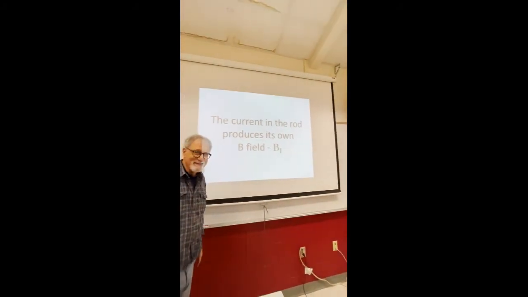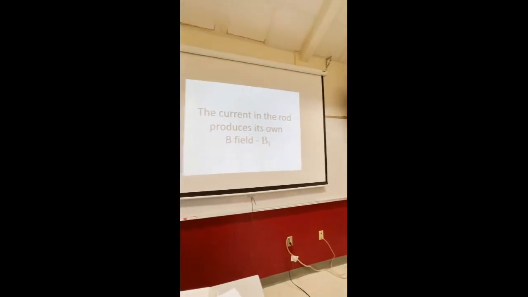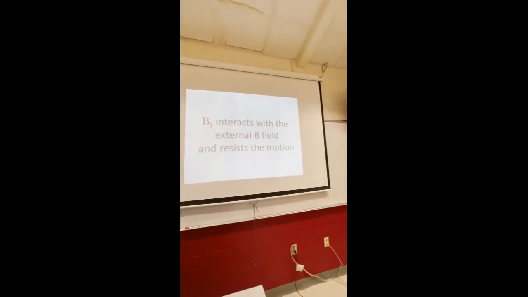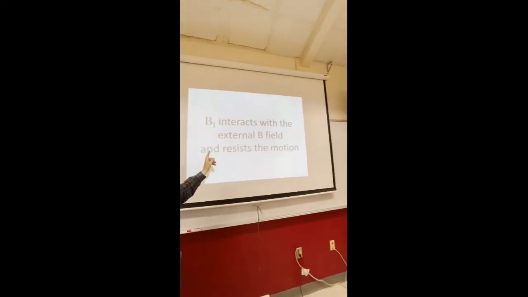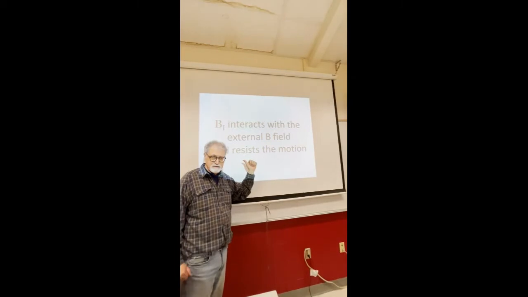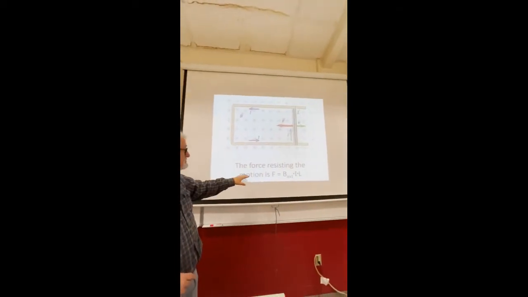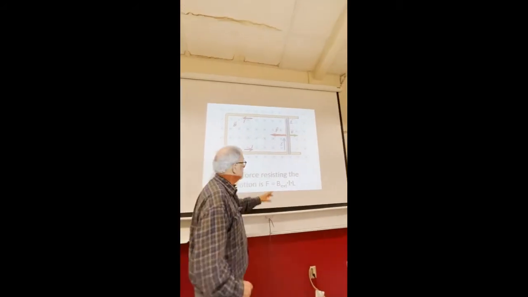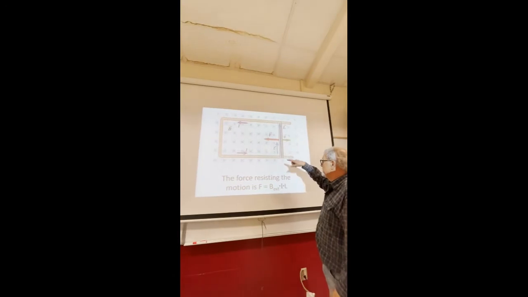Current in the rod produces its own field, as you said, Lenz's law. So the current in the rod produces its own field, and that interacts with the external field, and it resists the motion. That was that force we saw back in the other direction. So the force resisting the motion is the strength of the field times the current times the L.